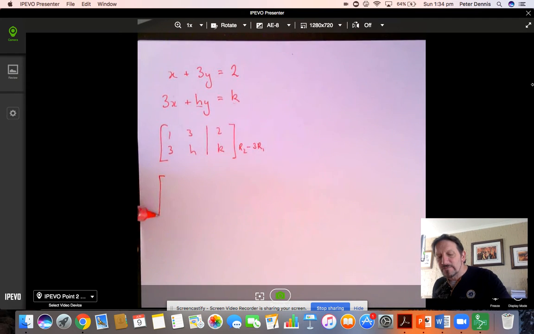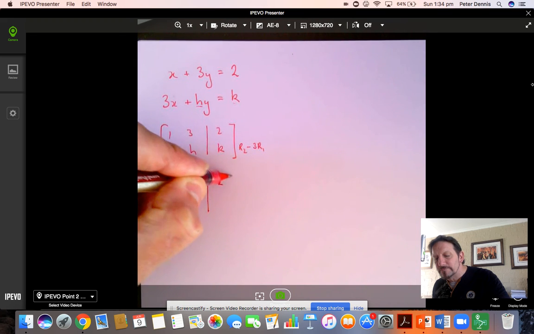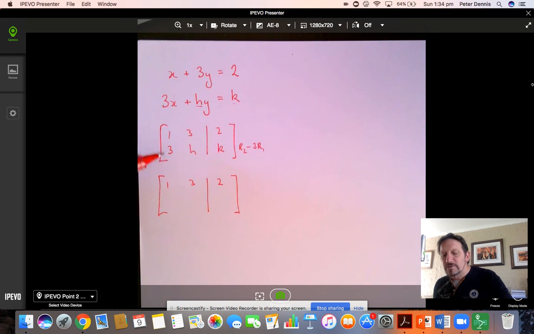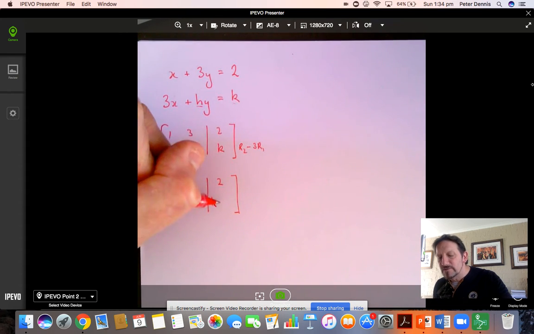We haven't touched the first row, so we can write that out: 1, 3, 2. And it's going to be 3 minus 3 lots of 1, which is 0, exactly what we want. Then h minus 3 lots of 3 is h minus 9, and k minus 3 lots of 2 is k minus 6.